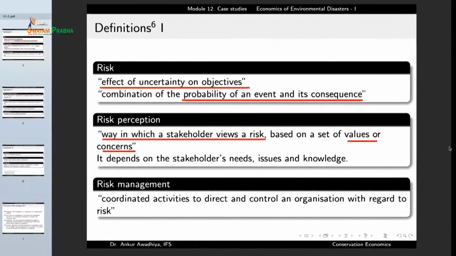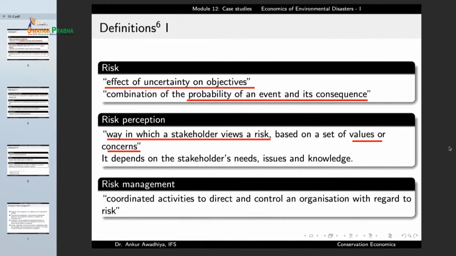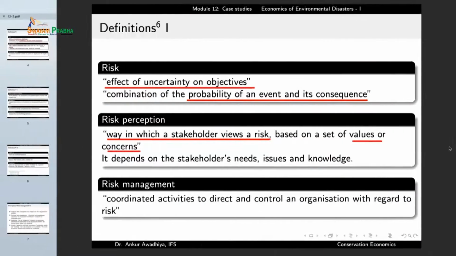So the perception of risk varies with different stakeholders, and it is the way in which the stakeholder views the risk based on a set of values or concerns. So a person who has a lot to lose in a disaster would have a very different concern from a bystander. A person living in India will probably have a very different view of a drought in Australia than an Australian living in Australia. Which is why the perception of risk varies between different stakeholders.